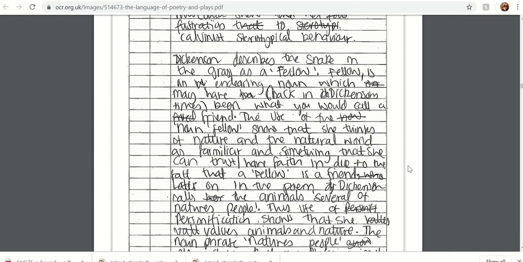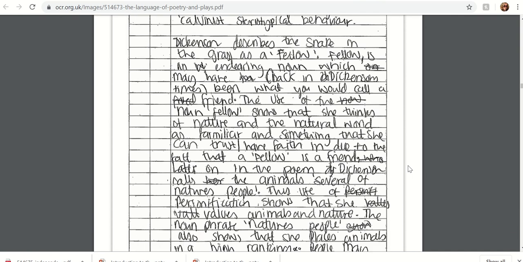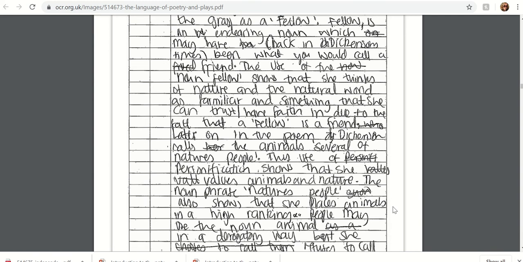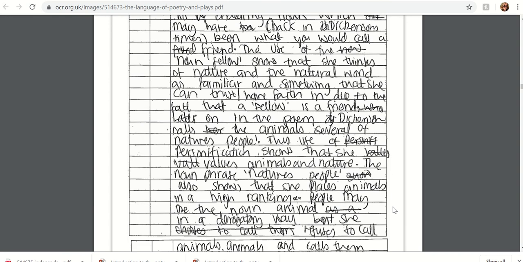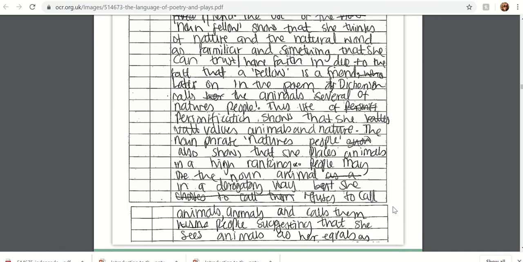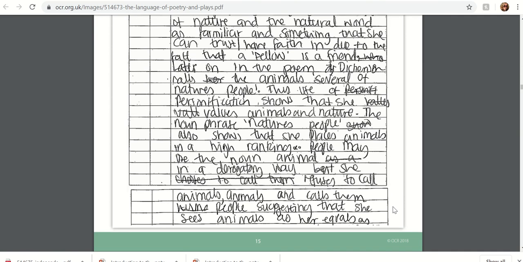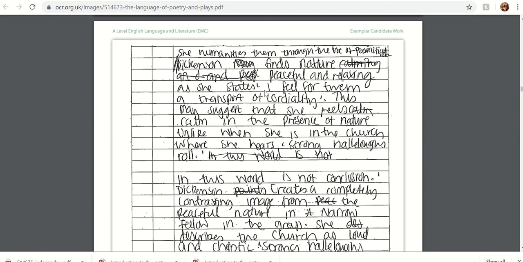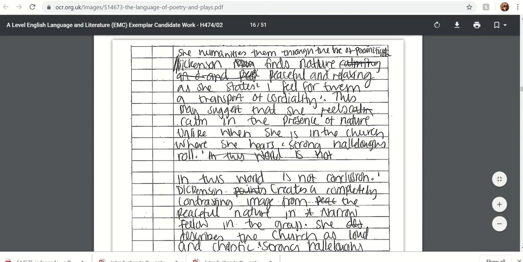Later on in the poem, Dickinson calls the animals several of nature's people. This use of personification shows that she values animals and nature. Yep, fine, valid. The noun phrase nature's people also shows that she places animals in a high ranking. People may use the noun animal in a derogatory way. She refuses to call animals animals and calls them people, suggesting that she sees animals as her equals. She humanises them through the personification.